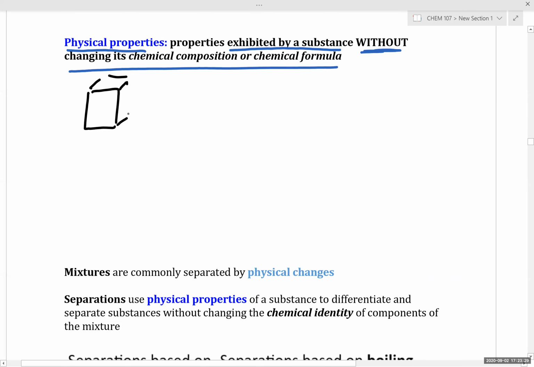So let's pretend that we have a nice cube of copper, for example. What can we measure about that cube of copper? What can we observe? What data can we collect for this cube of copper without changing its chemical formula? I see someone typing in the chat, volume, that's good. We can weigh it. We can record the mass. We can also get the density. Yeah. What else can we observe about it?